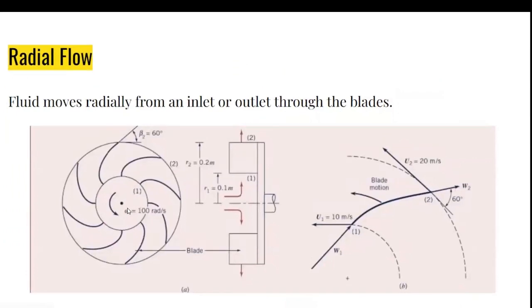Radial flow. In this type of flow, fluid moves radially from an inlet or outlet through the blades, in this case of a pump, adding a radial component and a circumference component to the fluid velocity.